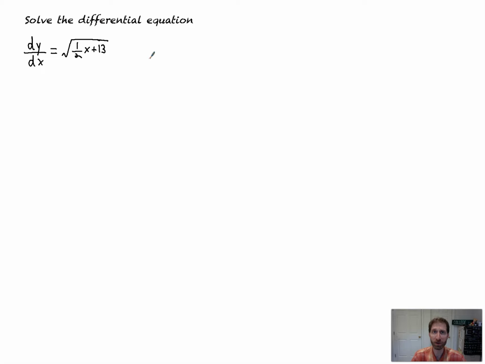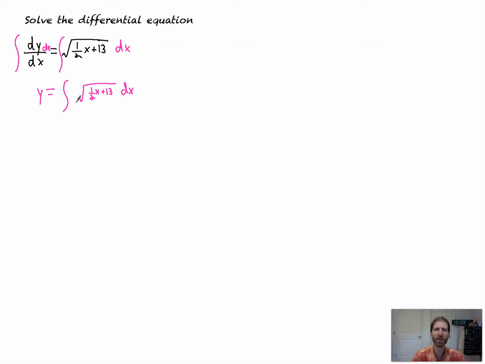It says solve the differential equation, which hopefully we know from past experience in lesson 4.1 just means integrate this thing. So we're going to integrate both sides with respect to dx. That's how we solve this if you want to get real technical. So then that'll give me y, because the integral of the derivative is just the thing that came before it, y. And so now we've got the integral of the square root of 1/2 x plus 13. So we've got that formality out of the way.